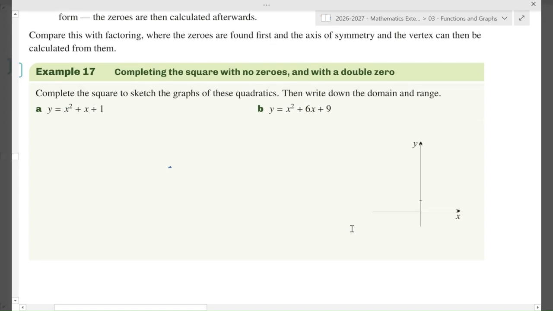Okay, we're going to assume those beeps are starting us off. Completing the square to sketch the graphs. We do have two of them to do. We sort of started on the first one.